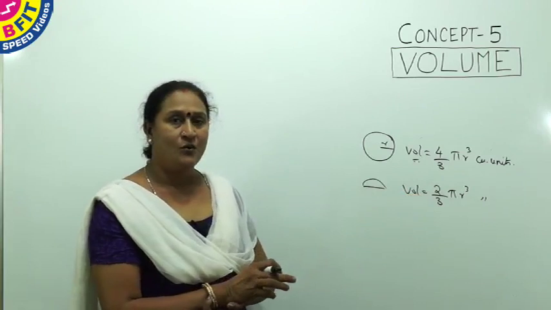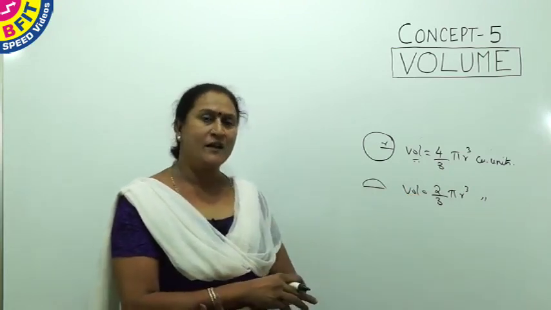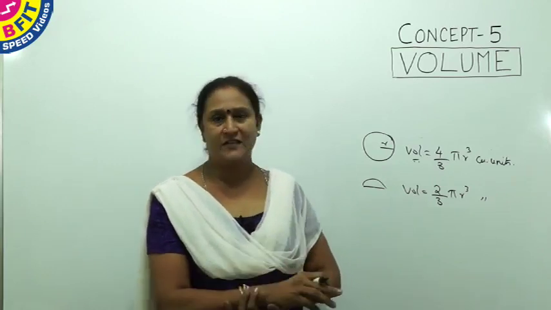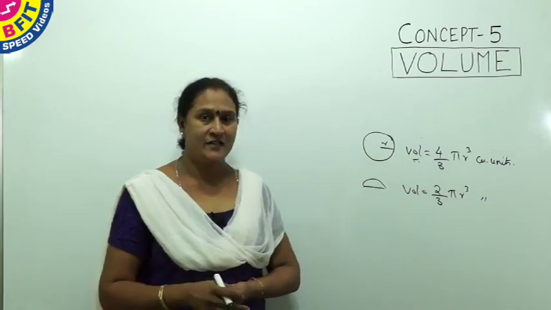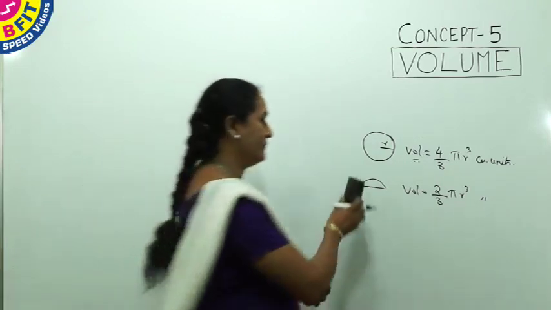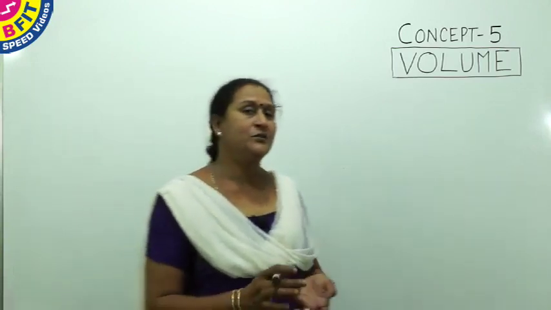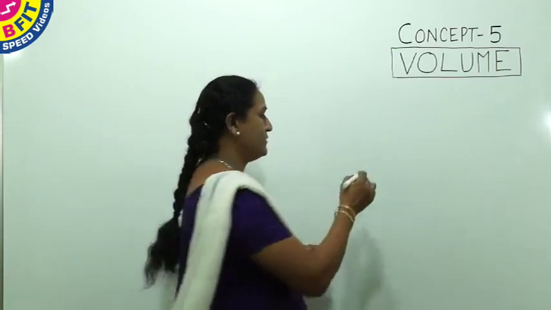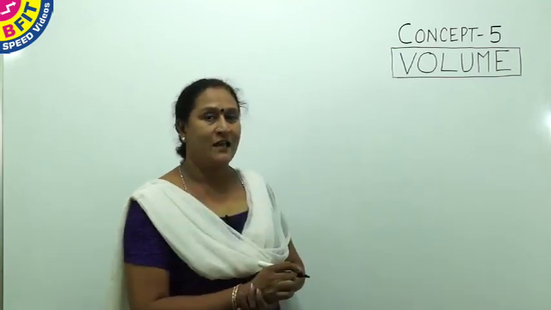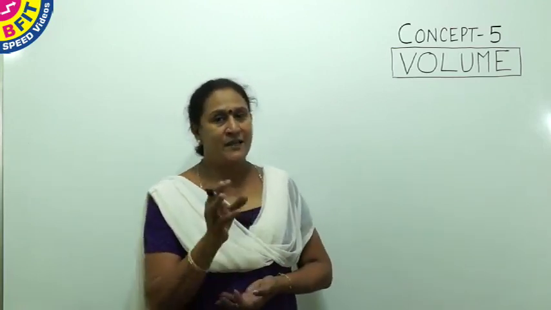And now we'll see what is CSA, LSA and TSA. What is CSA? It is curved surface area. And what is LSA? It is lateral surface area. And TSA is total surface area. So we'll see what LSA or CSA is. LSA and CSA mean the same area.